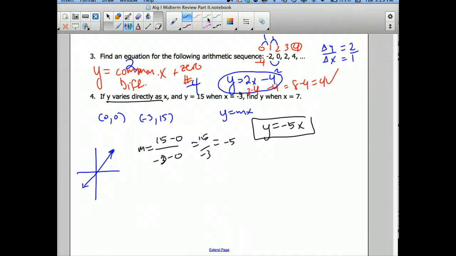So now they give us x is 7. So we just plug that in for x. We get y equals -5 times 7 equals -35. That's the answer.